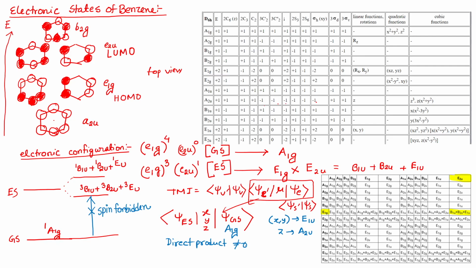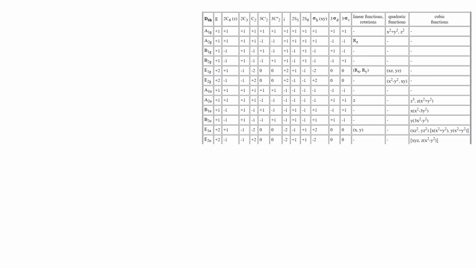No, what I mean to say is that if the integral has to be non-zero, then the direct product is either A1G, or if it is a reducible representation, then it must contain A1G so that TMI is not equal to 0. Okay? So you can see your B1U. Okay, B1U. So I will just copy paste this thing there.